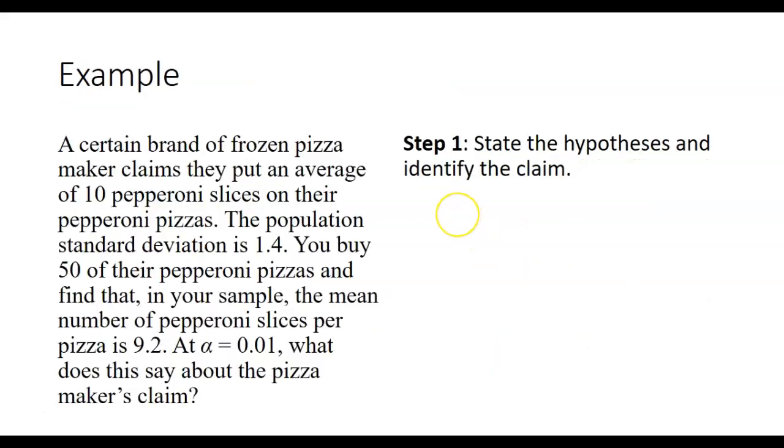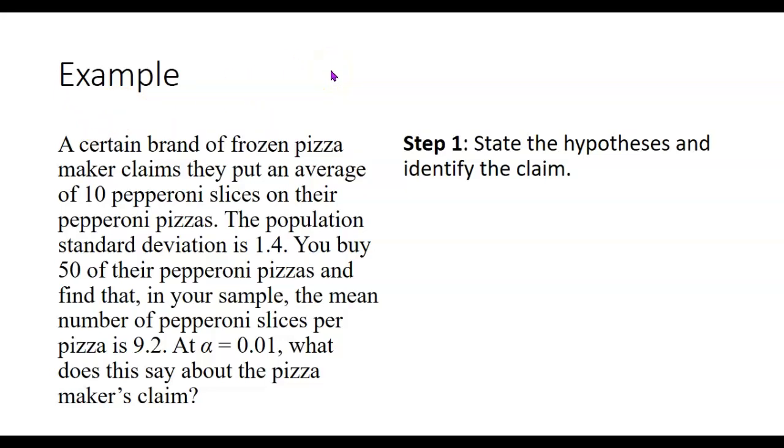So let's work through a couple examples. A certain brand of frozen pizza maker claims they put an average of 10 pepperoni slices on their pepperoni pizzas. The population standard deviation is 1.4. You buy 50 of their pepperoni pizzas and find that in your sample, the mean number of pepperoni slices per pizza is 9.2. At alpha equals 0.01, what does this say about the pizza maker's claim?